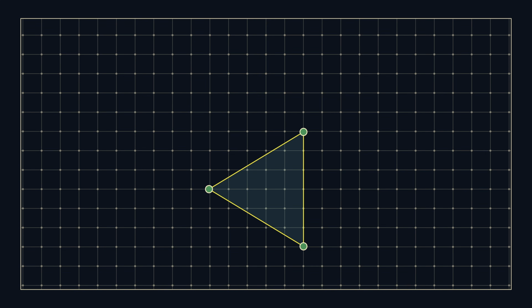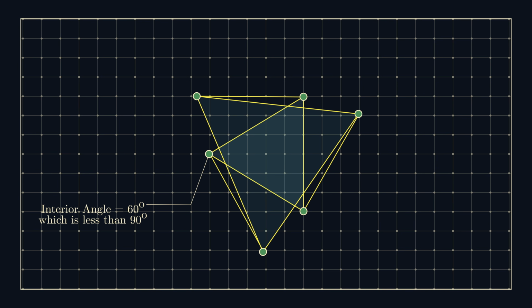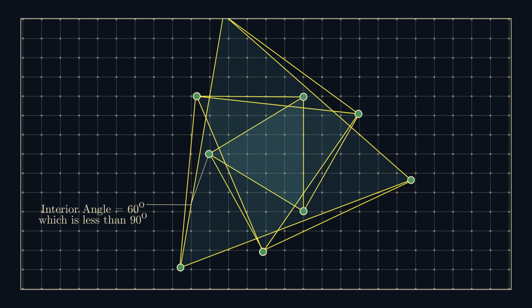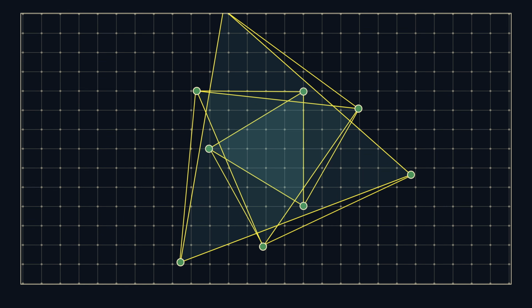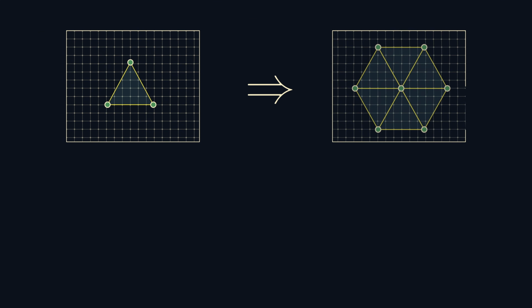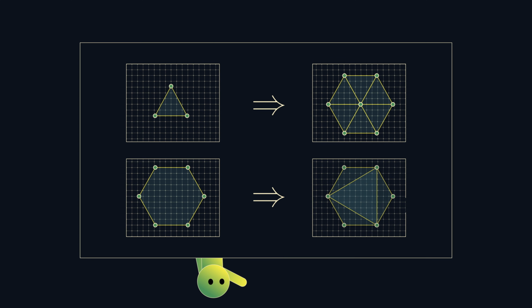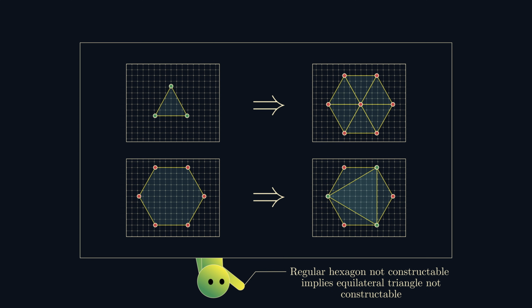This argument doesn't quite work with the equilateral triangle. They in fact get bigger at each step, not smaller. But it turns out that the equilateral triangle is constructible if and only if the regular hexagon is constructible. And we just eliminated the regular hexagon.